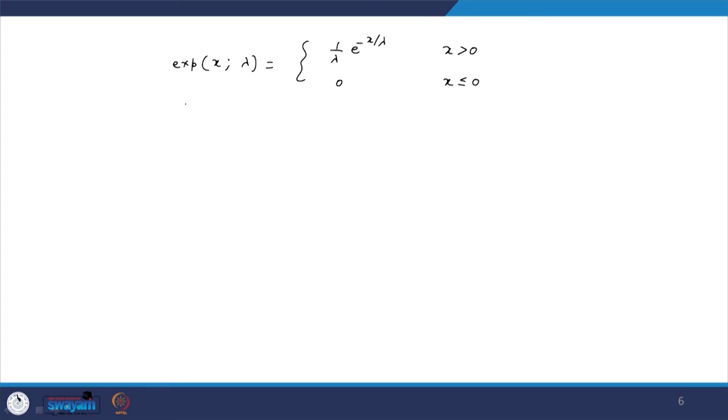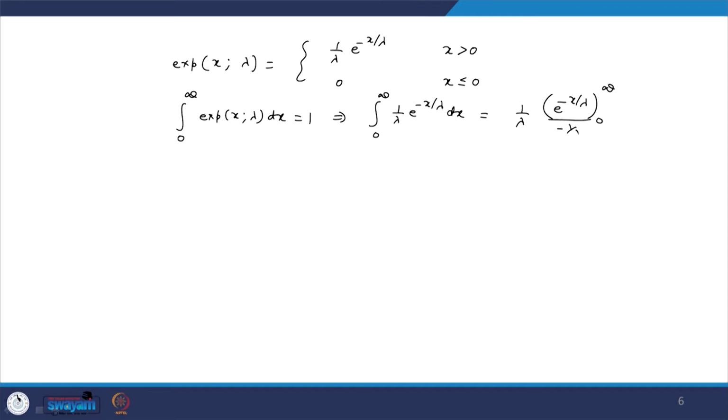So, first we will check that from 0 to infinity this distribution integrates to 1. So, this implies the integral from 0 to infinity of 1 by lambda e raised to the power minus x upon lambda dx, which is equal to 1 by lambda times e raised to the power minus x upon lambda, from 0 to infinity, divided by minus 1 upon lambda. Okay, we are integrating it. So, this is minus of, now when x tends to infinity this tends to 0 and at 0 it is 1. So, it is 1 minus 0, so it is 1. Okay. So, this is the first check.